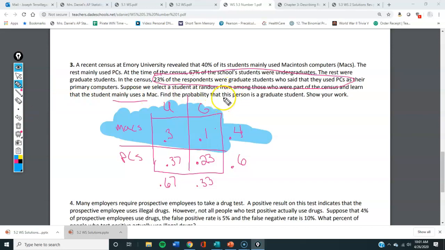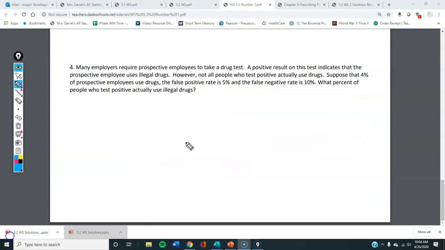So what's the probability that a person who's a Mac user is a graduate student? Well, I do 0.1 over the total 0.4, which is 1/4 or 25%. Alright guys, we're almost there.